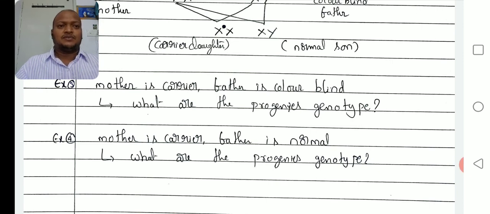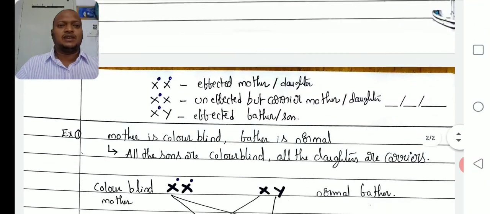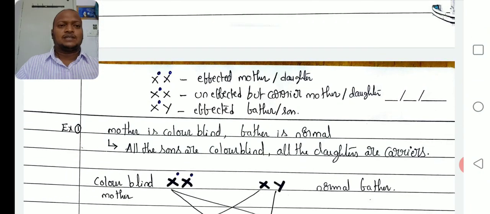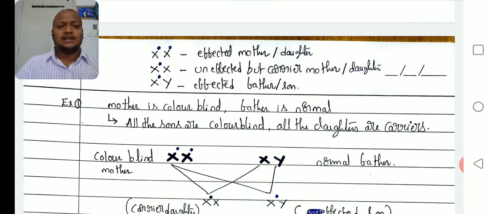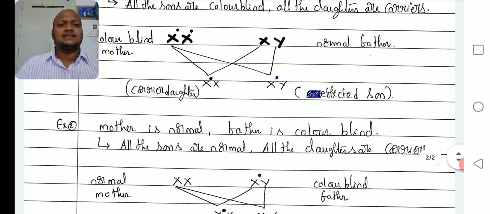After this, is everyone clear? Okay, once again I am explaining example 1. X^c X^c means affected females, X^c X means carriers, X^c Y means affected males. Example 1, mother is colorblind, father is normal. Then take the genotypes and describe the progenies' genotypes and phenotypes. Likewise, example 2, mother is normal, father is colorblind, you can describe the progenies' genotypes. After this, clear? I hope all of you understood.